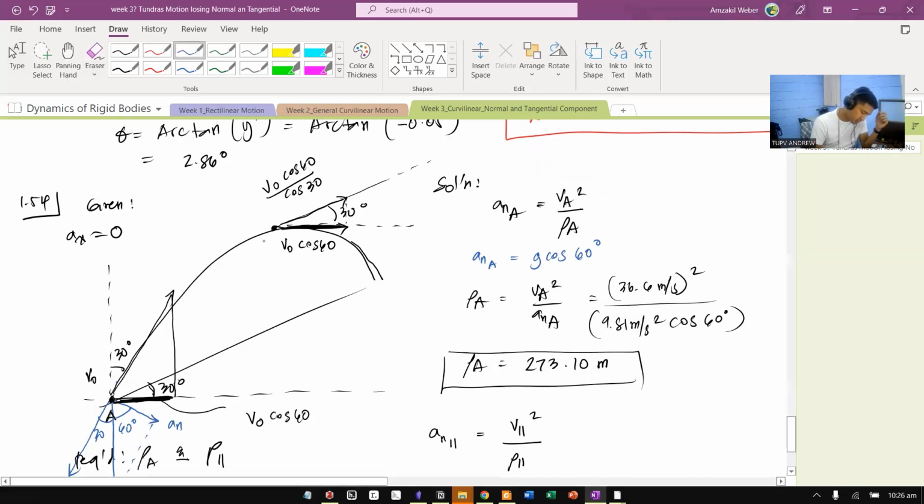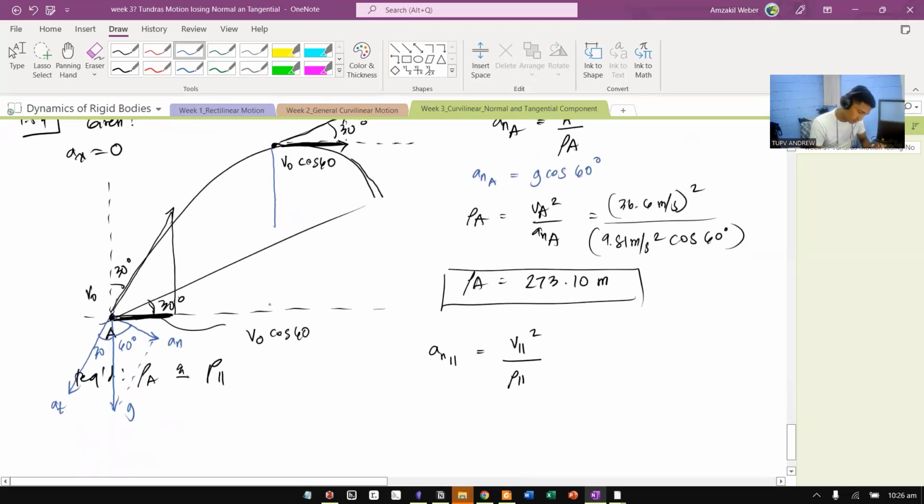Let's go to the normal. Let's draw again. g is constant. So what is the normal acceleration this time? The normal acceleration is the component of g perpendicular to the velocity. This angle is 30, so the normal acceleration is g cosine 30.